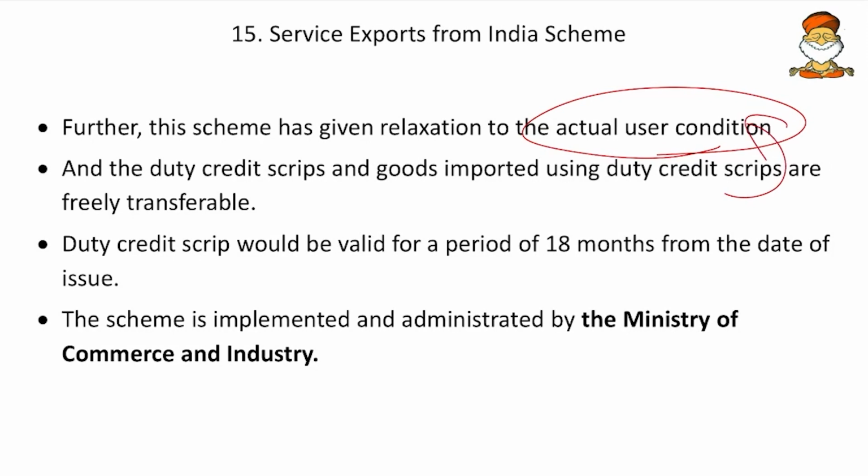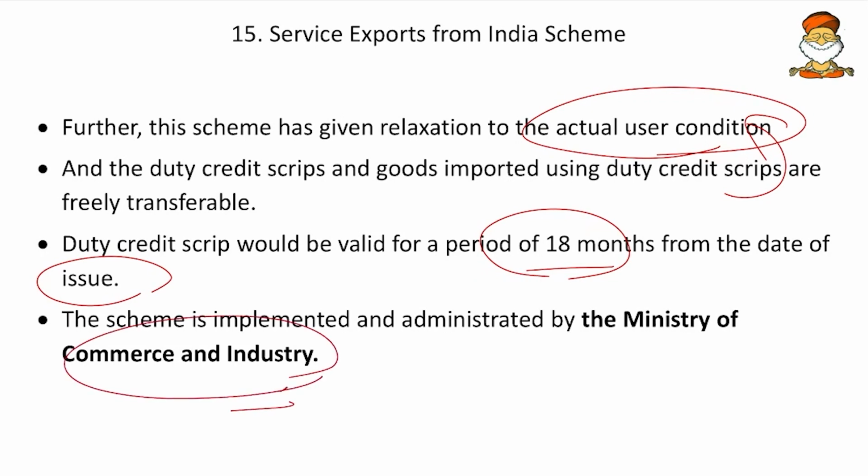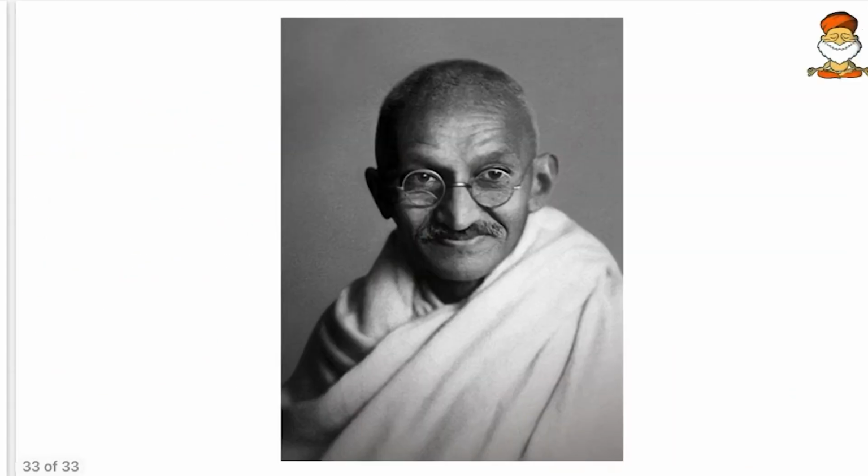So the same meaning we have. Then the duty credit scrip will be valid for a period of 18 months from the date of issue, so it has an expiry date. Then the scheme is implemented and administered by the Ministry of Commerce and Industry. So these are the ones which I had to discuss.